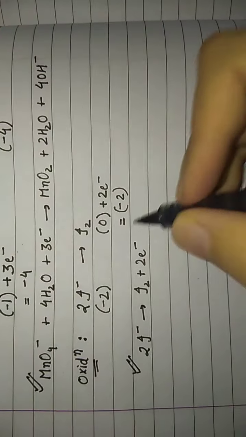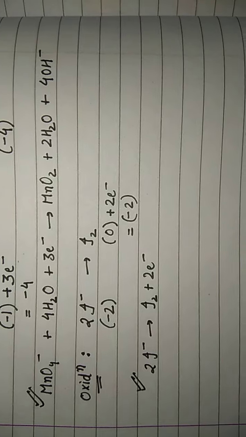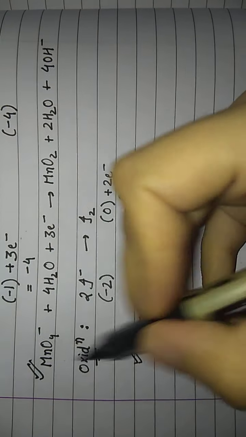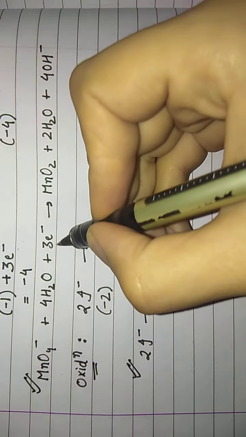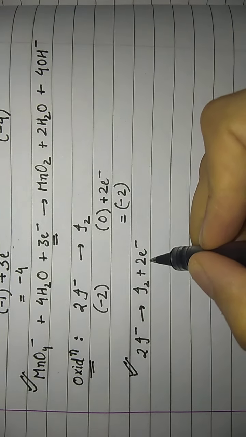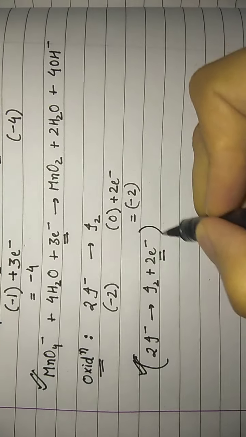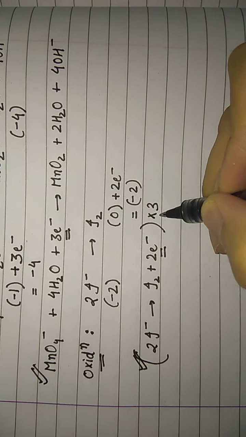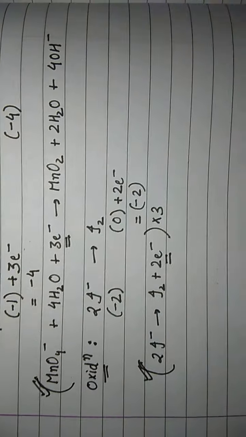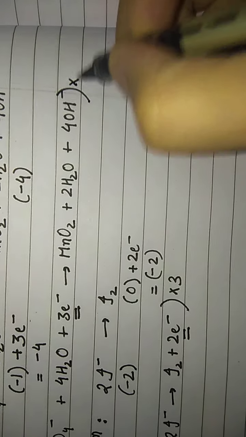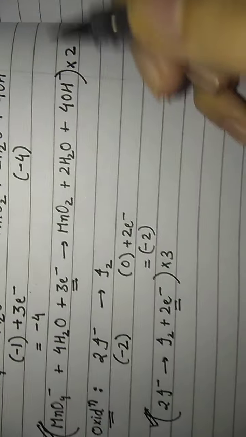Now the next step is the same as in acidic medium. I make the number of electrons in both these equations equal. This equation has 3 electrons and this equation has 2 electrons. So how do I make them equal? If I multiply this whole equation by 3, this will have 6 electrons, and if I multiply this whole equation by 2, it will also have 6 electrons.